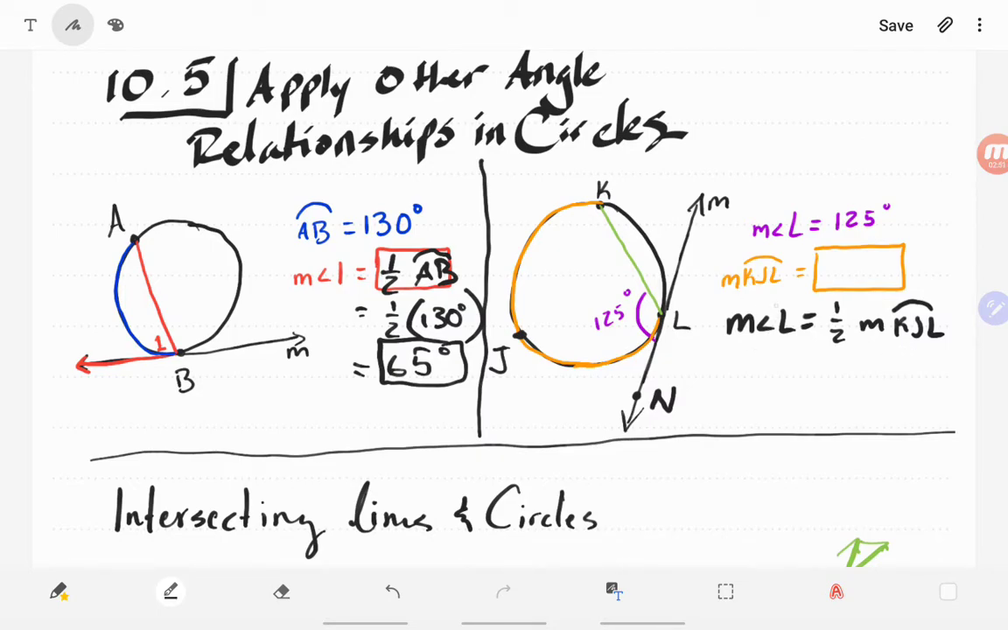So if I know the measure of angle L, and I need to just adjust the size of this real quick. If I know the measure of angle L, let's replace that with 125 degrees. That's equal to half of the measure of major arc KJL. Well, if I want to solve for the measure of arc KJL, I'm just going to multiply both sides by 2. And that gives me 250 degrees is equal to the measure of arc KJL. All right, so that is theorem 10.11.